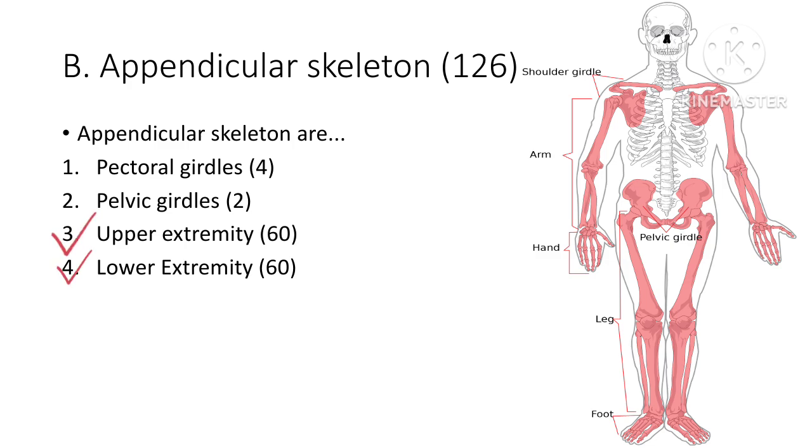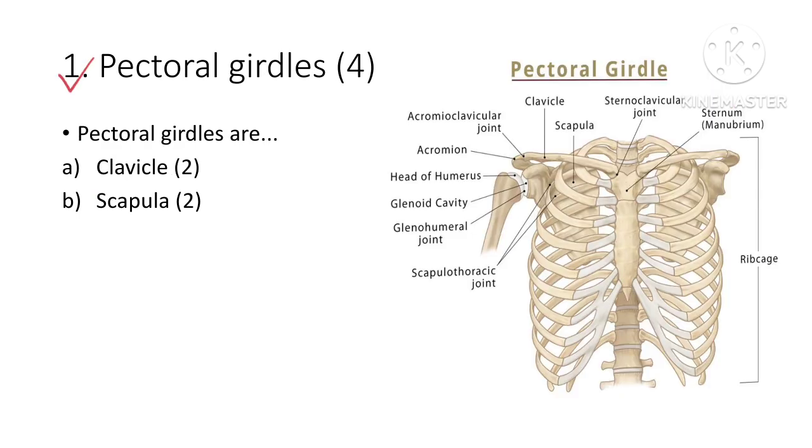The bones of the limbs provide attachment points for muscles that control movement, while the pectoral and pelvic girdles help to support the weight of the limbs and protect internal organs. The pectoral girdle, also known as the shoulder girdle, is the bony structure that supports the arms and connects them to the axial skeleton. It consists of two bones, the clavicle or collarbone and the scapula or shoulder blade.